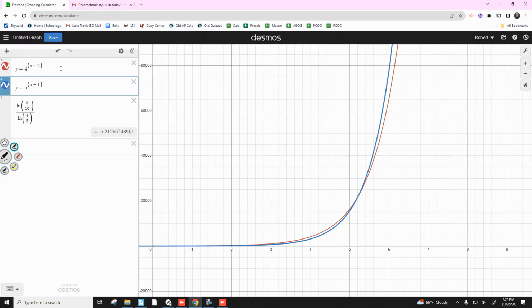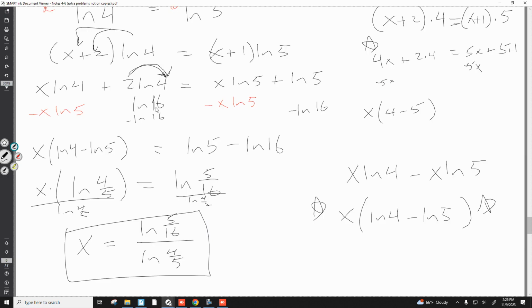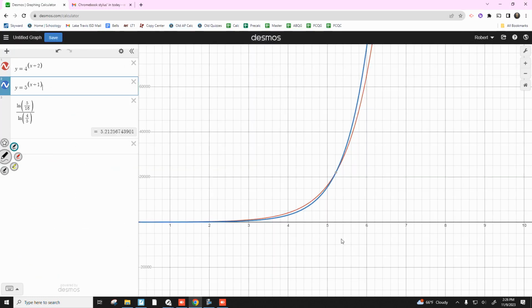Yes. Here, 4 to the x plus 2, 5 to the x plus 1. Here are the graphs. Here's where they intersect at some crazy number. That's 4 to the 5.213 plus 2 is equal to 5 to the 5.213 plus 1. ln 5/16 divided by ln 4/5 is 5.213. Exactly what I wanted to get. This is the answer.